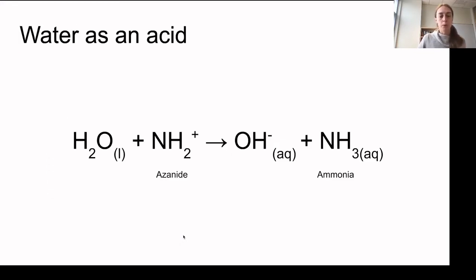So, water can serve as an acid. For example, if you have water, you add something like azanide, what you end up with is your hydroxide ion and ammonia. So in this case, water donated a proton to azanide and made ammonia.